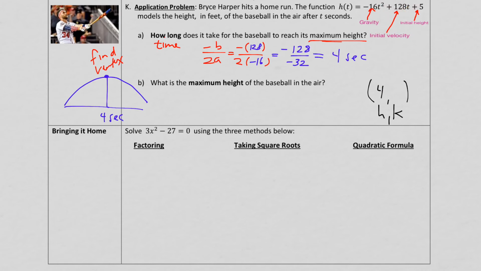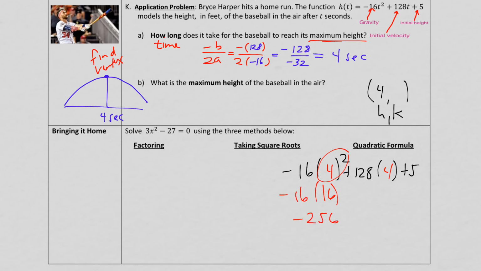It's a little bit messy, so I'm going to use the bottom of my screen here just for a second. So negative 16t squared plus 128t plus 5. But we just found time to be 4 seconds. So I'm going to input the 4 into those. And I'll get a number. So 4 squared is 16 times negative 16 is minus 256, plus, now 128 times 4 is 512, then plus 5.